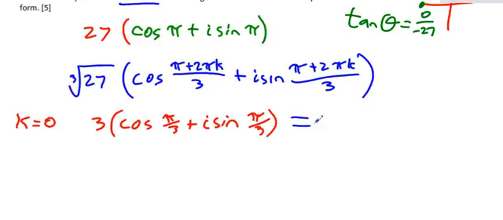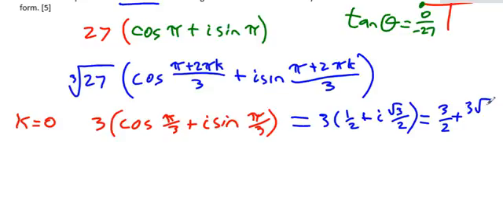So cosine pi over 3 is 1/2. And i times sine of pi over 3 is square root of 3 over 2. Multiply that out, and you get 3 over 2 plus 3 square root of 3 over 2 i. So there's one of them.